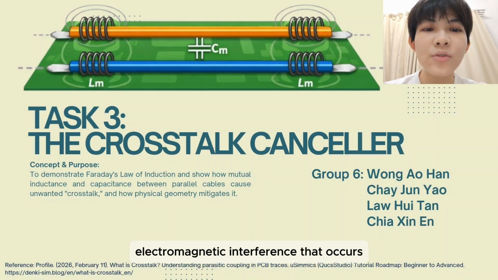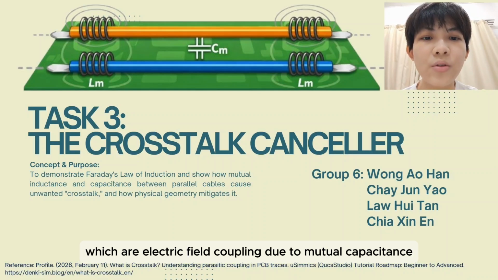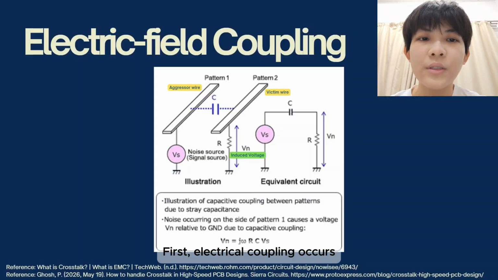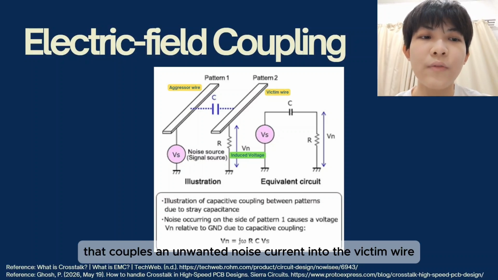Crosstalk is the unwanted electromagnetic interference that occurs between nearby parallel signal wires. It arises through two electromagnetic coupling mechanisms, which are electric field coupling due to mutual capacitance and magnetic field coupling due to mutual inductance. First, electric field coupling occurs when the changing voltage on the aggressor wire creates an electric field that couples an unwanted noise current into the victim wire.